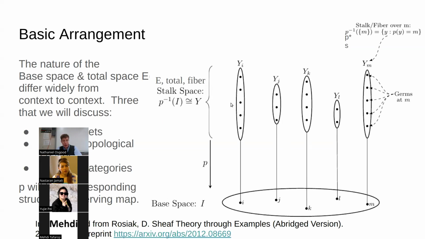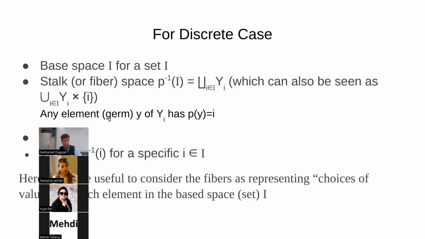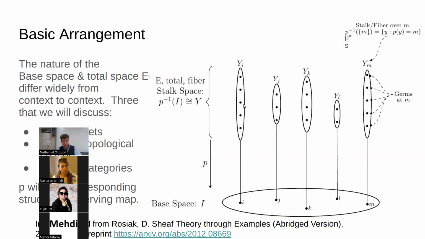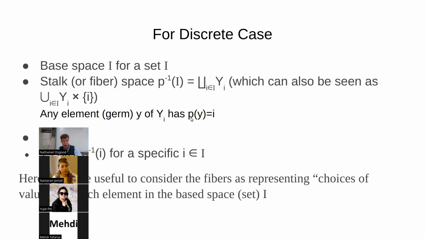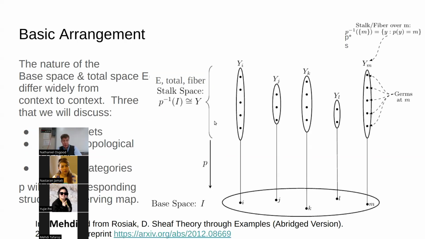In other words, each of these stalks knows there's no confusion at this point here which one it's associated with. It knows it's associated with I. It knows it's associated with J. And so any element, or so-called germ, here of Y sub I maps down to I. That's why it's over I. Are we comfortable with that?